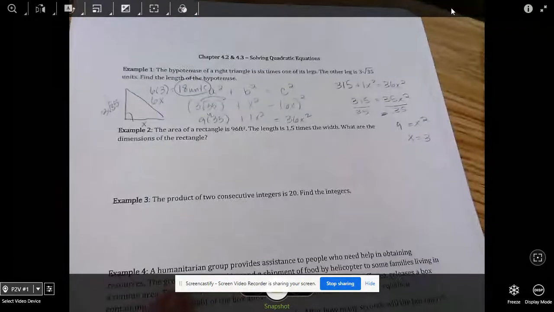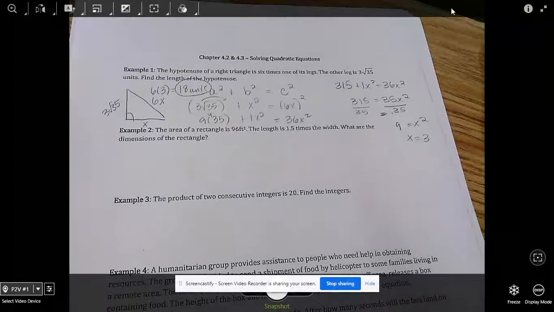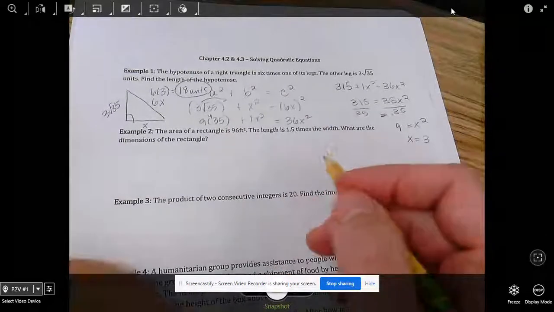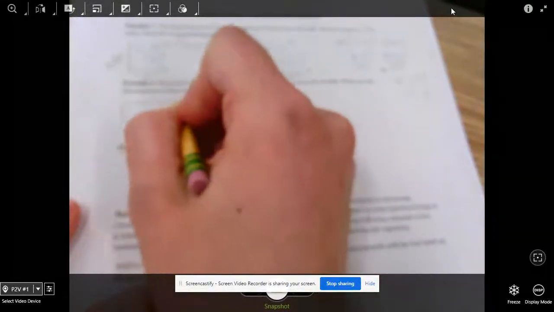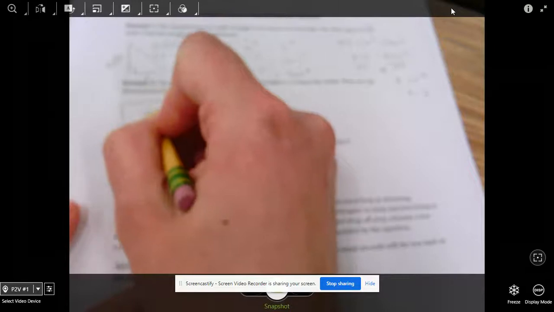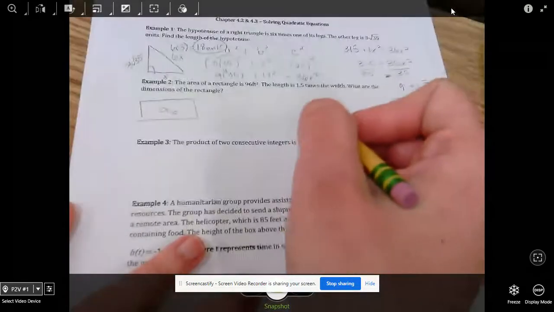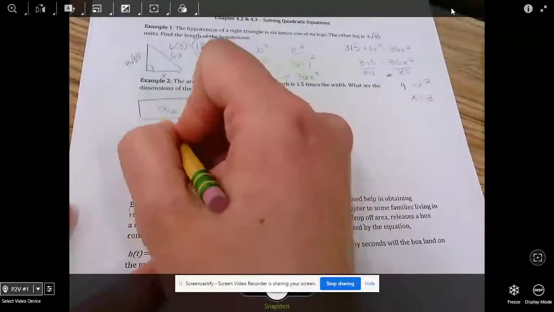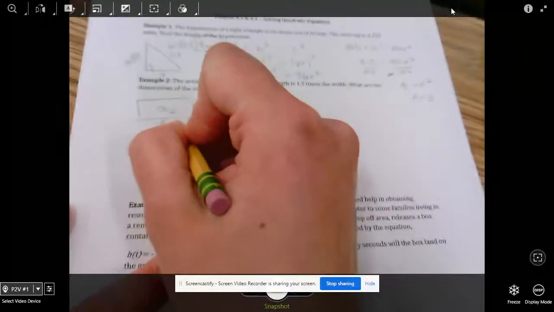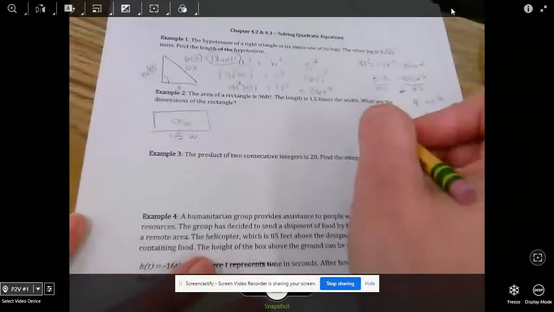So not only did you have to find x, but you had to substitute it back into one of the sides. Okay, so we solve for a quadratic. This one says the area of a rectangle is 96 feet squared. The length is 1.5 times the width. What is the width?